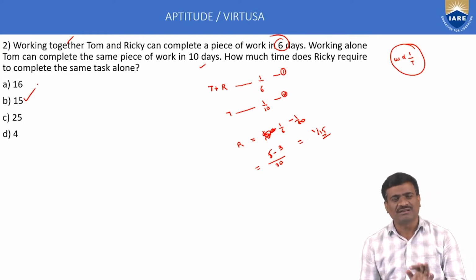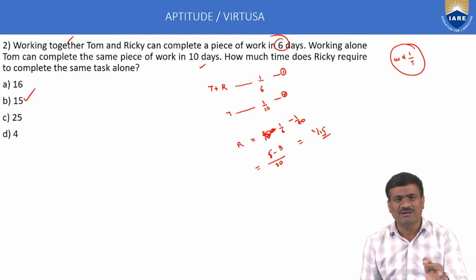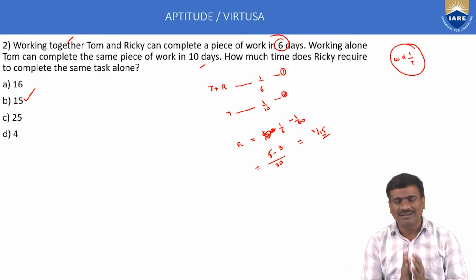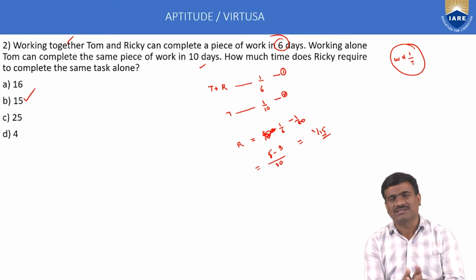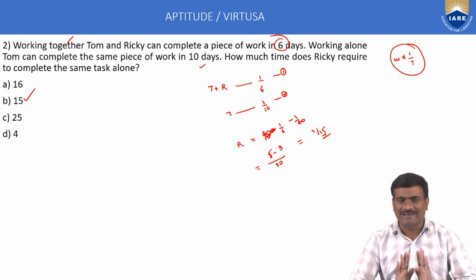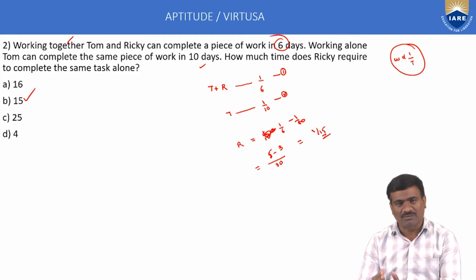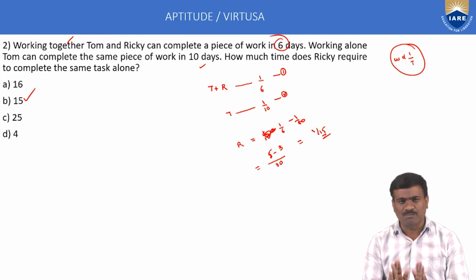This is the method, a basic level example in time and work. Test pattern, level of difficulty, basic to average level. At least you concentrate on basic to average level or application of the topic, then it is enough to prepare for the exam. Okay, very simple pattern.